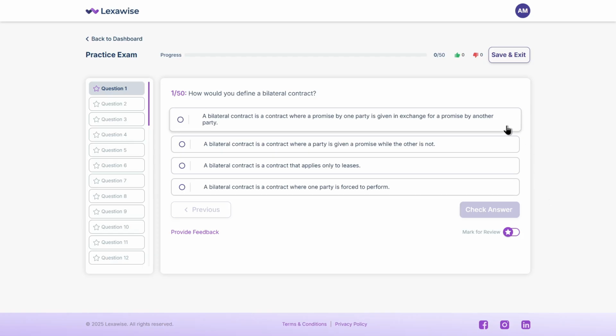A. A bilateral contract is a contract where a promise by one party is given in exchange for a promise by another party. B. A bilateral contract is a contract where a party is given a promise while the other is not. C. A bilateral contract is a contract that applies only to leases. D. A bilateral contract is a contract where one party is forced to perform. Take a moment to consider.